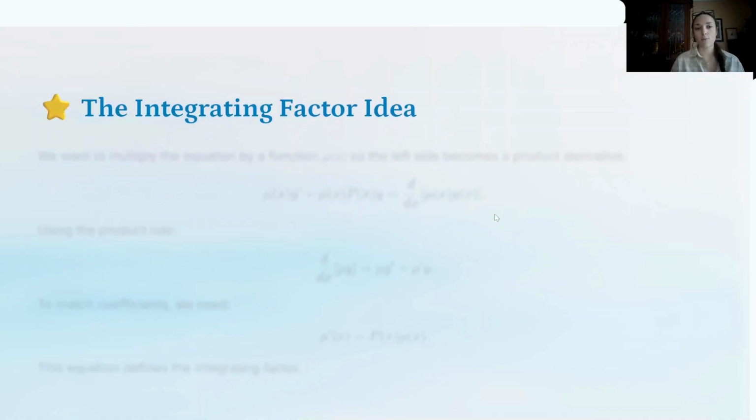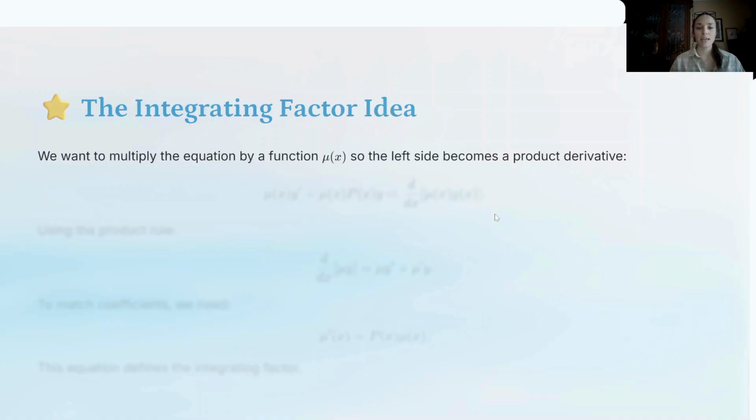So let's go now into the idea behind the integrating factor method and see exactly how this solution is derived. And just so you know, once you have this derived solution, you can then apply it to any of these types of ODEs going forward. The idea here is that we want to multiply our equation by some function mu of x so that the left side becomes a product derivative. Essentially, we want to use product rule but in reverse.